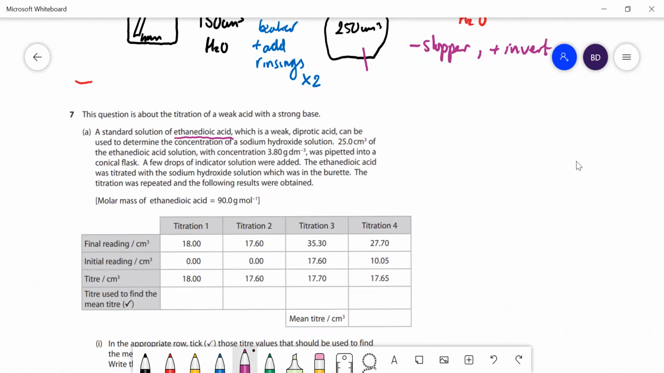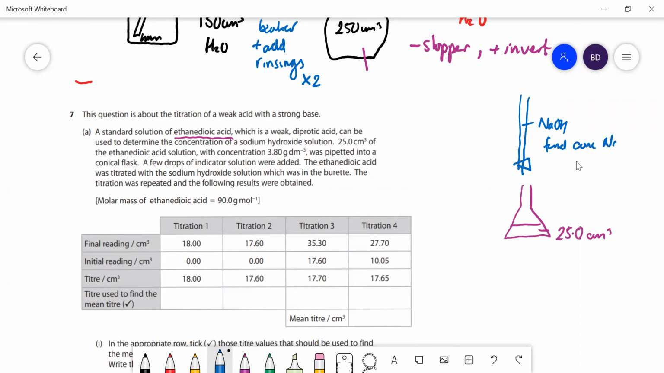So 25 centimeters cubed of the solution is placed into a conical flask. And then you're going to titrate that against sodium hydroxide solution. So the NaOH is going to go in there. And the purpose of this is to find out the concentration of the sodium hydroxide. Right, so let's go through this.